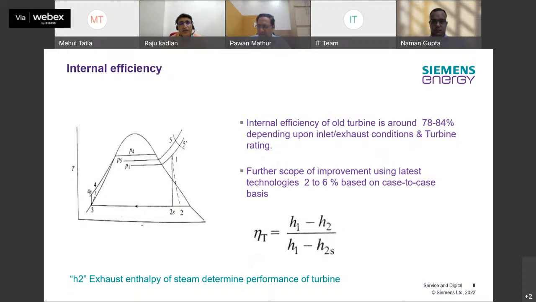Here you can see from the graph, which is a TS plot, H2 is the important factor, which is the enthalpy of steam coming out from the turbine. Based on this H2 measurement, we can compare different OEMs. The turbines which are running in the market at present have internal efficiency in the order of 78 to 84%. And we can provide a more efficient solution to these turbines.